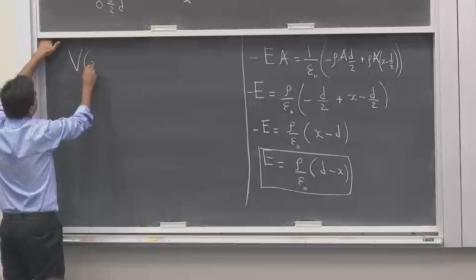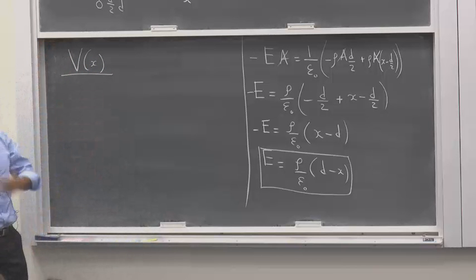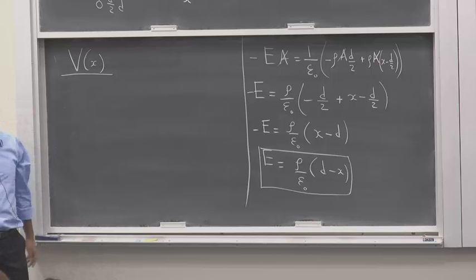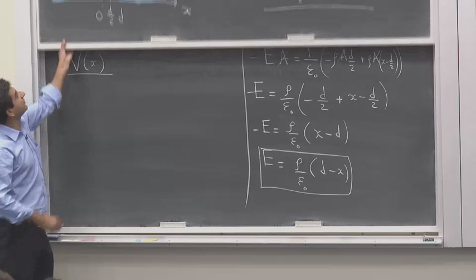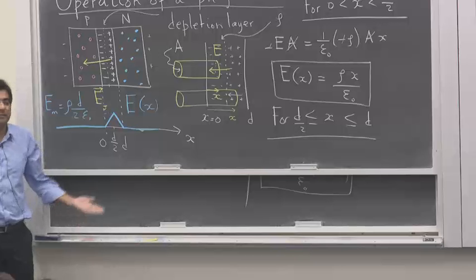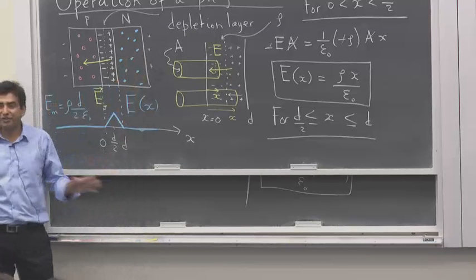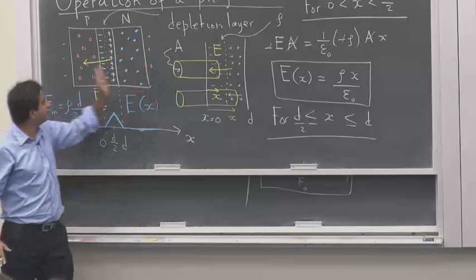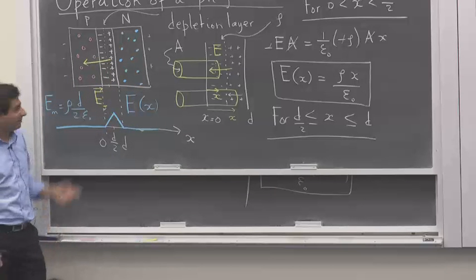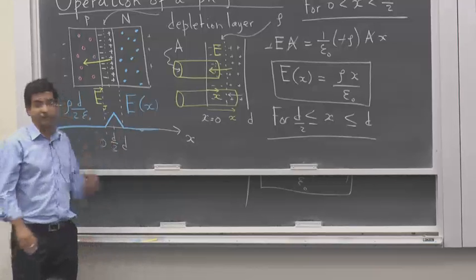Potential inside the depletion region as we go from the left to the right. Now there is no electric field in here, so the electric field is constant, albeit at zero. Here there is no electric field, so it's constant. So the potential does not change inside this region and inside this region.